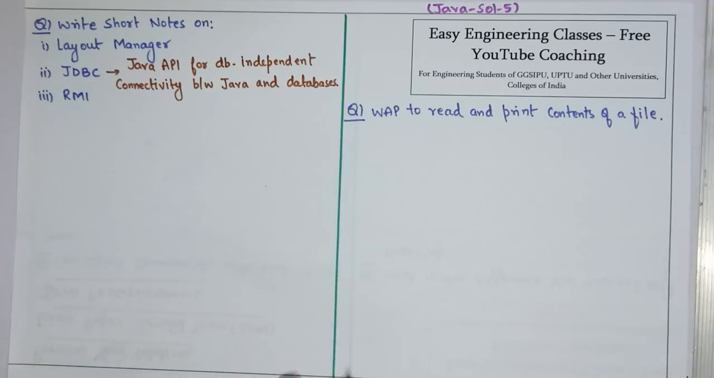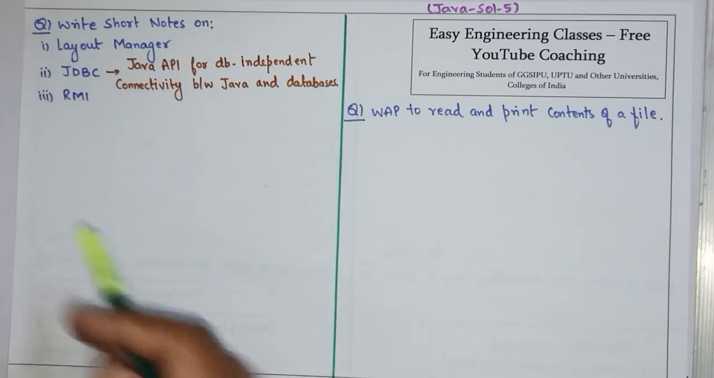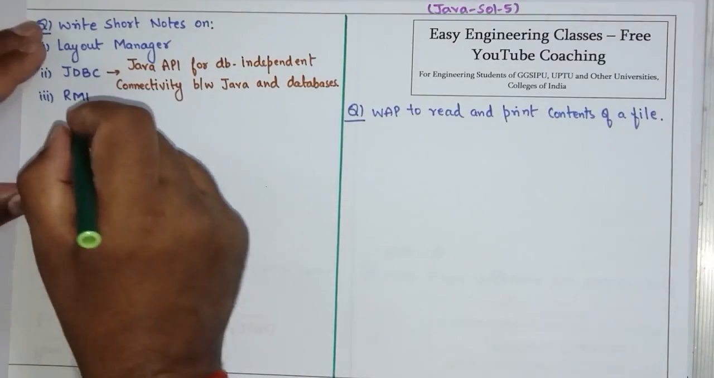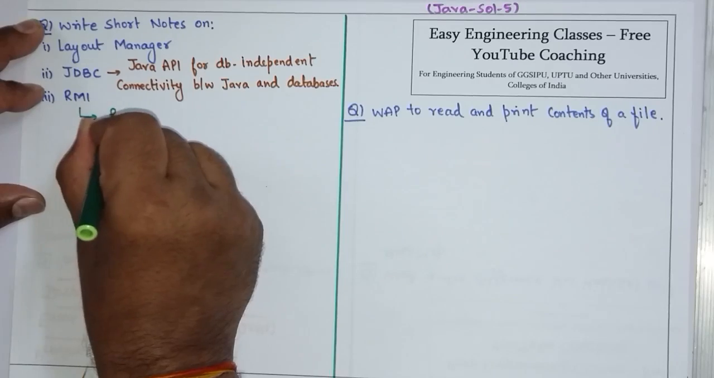Now we will see about RMI. Since RMI is a new term and it is not in the syllabus, but the question is asked, you need to know what an RMI is. And if the question is asked again, then at least you can mention some of the points about RMI. So RMI is Remote Method Invocation.